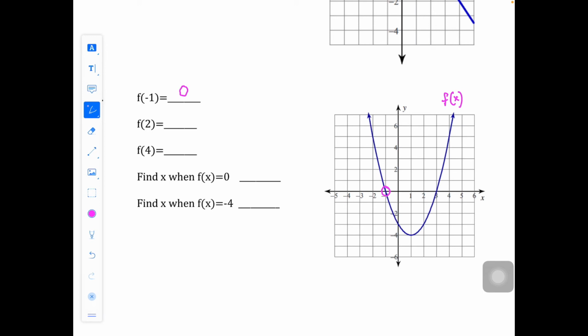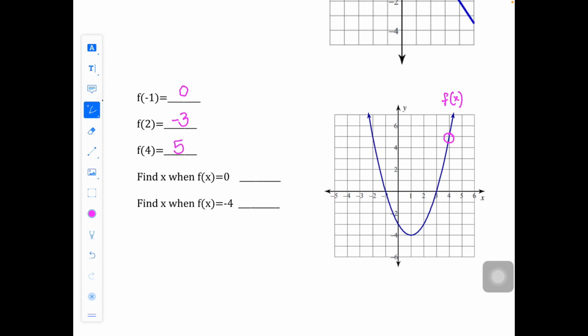So now let's look at a different one. How about f of 2? We want the y value when our x is 2. And if you're looking, right there is our x equals 2, and on our graph, that looks to be a y value of negative 3. And the third one is 4. So we go through the same process. We're locating the y value when x is 4. And that gives us 5.